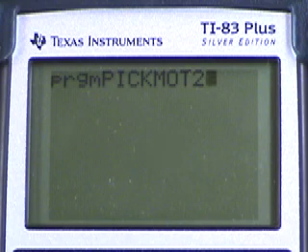Now, this is the program running on the calculator that will calculate the speed of the block of wood as it slides down the incline. And from the speeds and the corresponding times, it will plot a speed time graph and then calculate the slope of that speed time graph, which is, of course, the acceleration of the block down the incline.